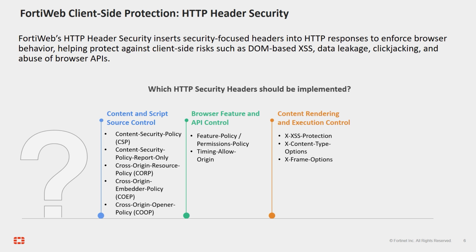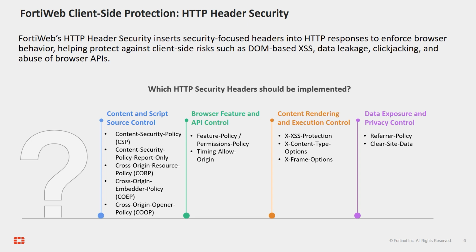Then there's content rendering and execution control. FortiWeb adds protection using headers like X-Content-Type-Options, X-Frame-Options, and X-XSS-Protection. These help stop attackers from running code by disguising file types, loading your site in a malicious frame, or exploiting older browsers. And finally, we have data exposure and privacy control. Headers like Referrer-Policy and Clear-Site-Data tell the browser to limit how much sensitive info, like URLs or tokens, is shared with third parties, and to clear stored data after logout, so nothing is left behind.